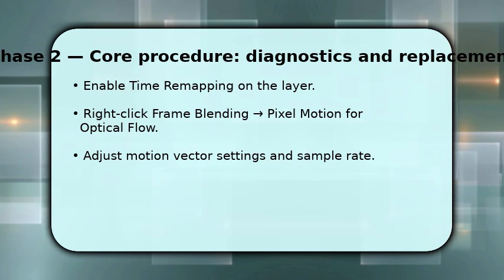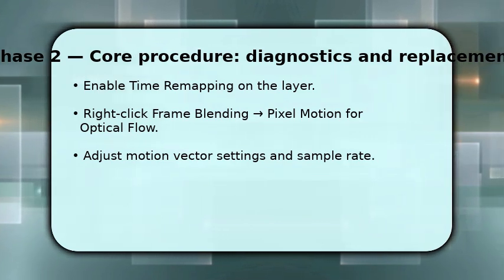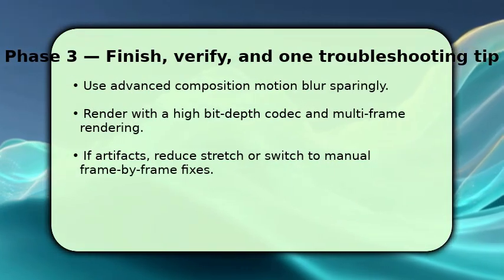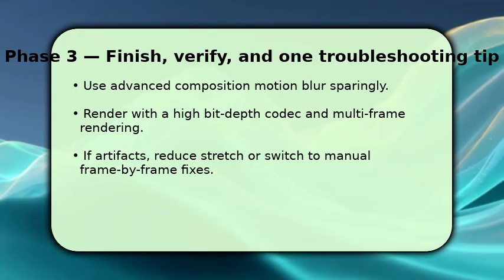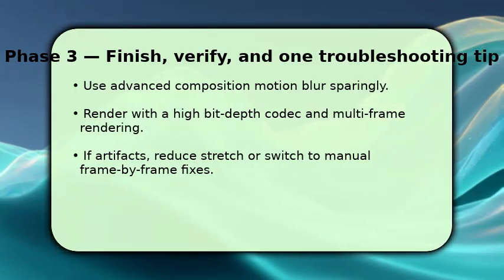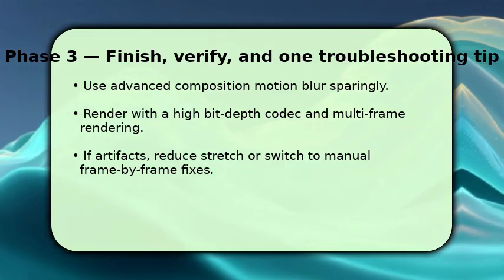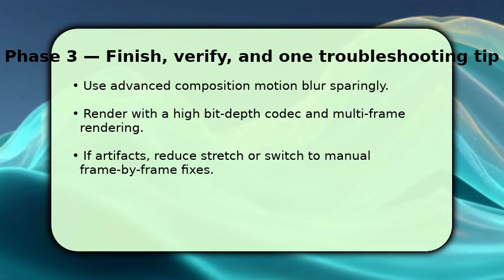Make sure to preview small segments before full renders to iterate quickly. Finish by refining edges and adding controlled motion blur to hide minor artifacts. Too much blur will soften details, so use it sparingly. Render using a high bit depth codec and enable multi-frame rendering to speed the final export.